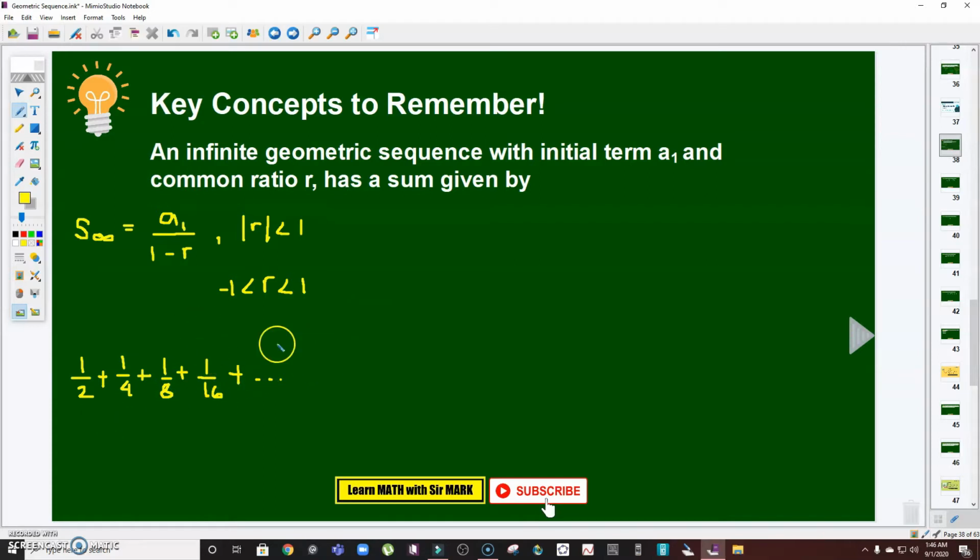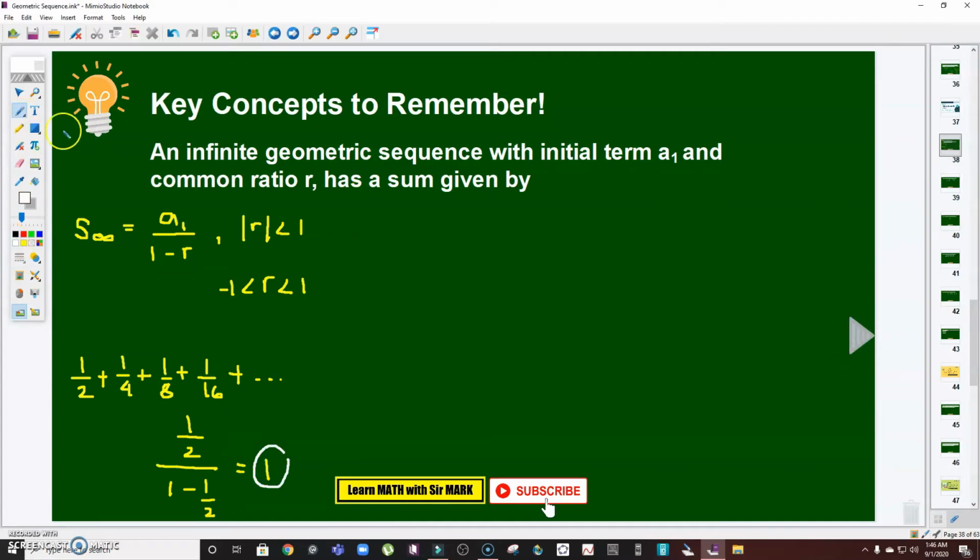So, the sum of this, using this formula, is given by the first term, which is 1/2, over 1 minus the common ratio. Ang common ratio natin, once again, so 1/4 over 1/2 is 1/2, 1/8 over 1/4 is 1/2. So, clearly, the common ratio is 1/2. Therefore, 1/2 over 1 minus 1/2 is actually equal to 1. Now, ano ibig sabihin?